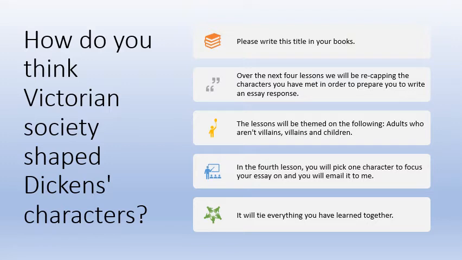Over the next lessons, as I say, we're going to be exploring the techniques involved in essay writing, but through the prism, as we have with all of this module, of Dickens's characters. So over the next 4 lessons, we'll be recapping the characters you've met in order to prepare you to write an essay response. The lessons will be themed on the following: adults who aren't villains, children who aren't villains, and then villains and children, excuse me.